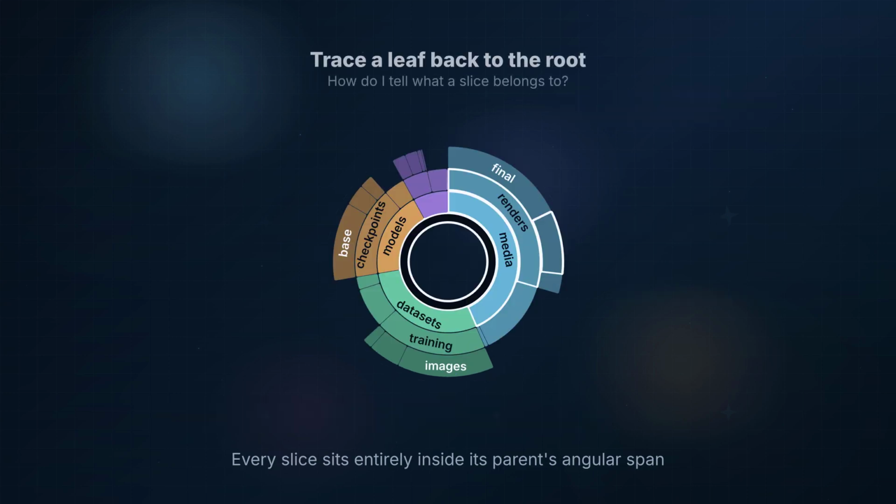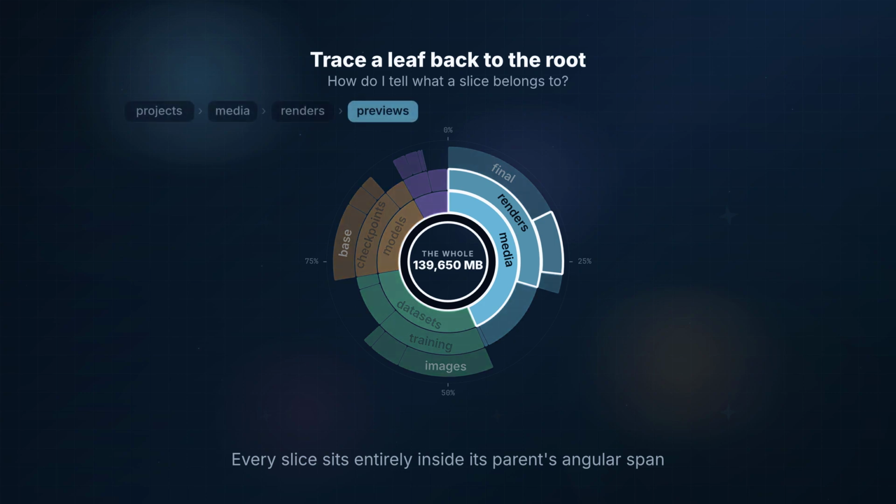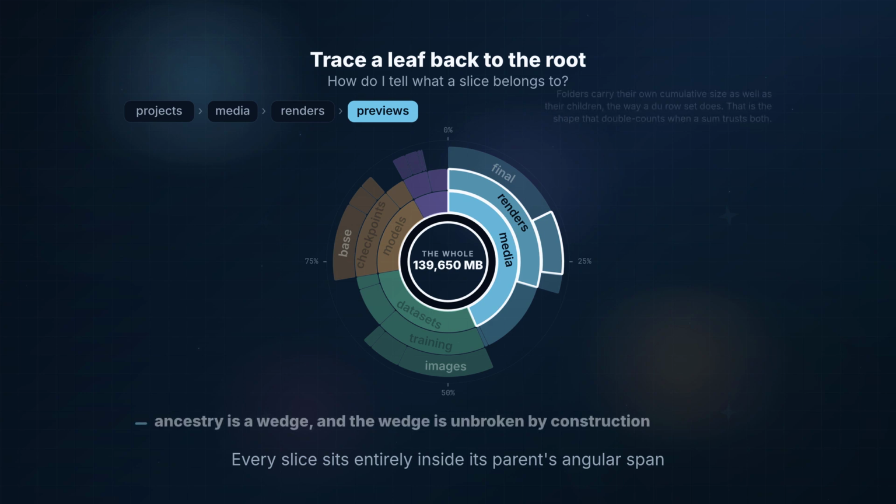People call this nested pie charts, and that does real damage because it suggests each ring is an independent breakdown drawn around the last one. It is not. Every slice sits entirely inside its parent's angular span and can never straddle 2 parents. Watch the previews folder on the outside. Its parent sits directly beneath it, and that parent's parent beneath that, all the way to the middle. Reading inward recovers the complete path back to the root, which is the one thing a pie chart can never offer.